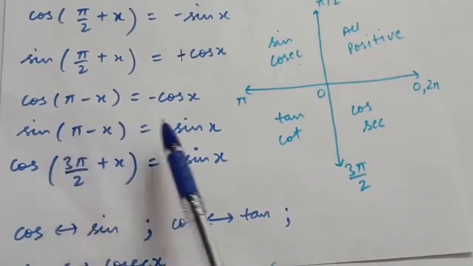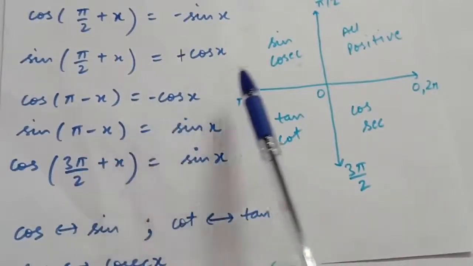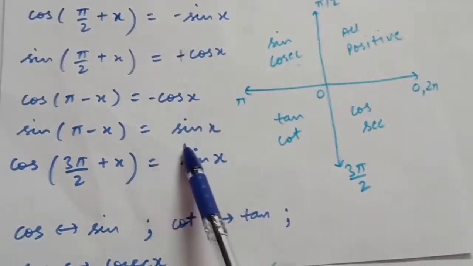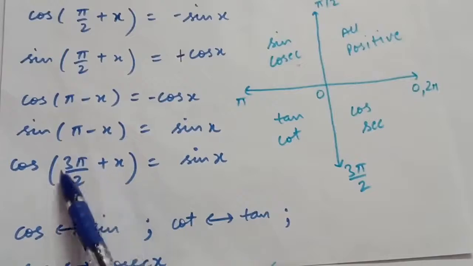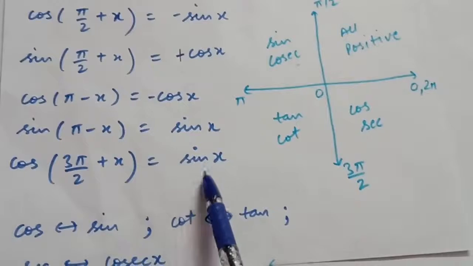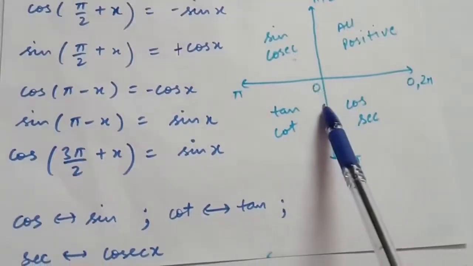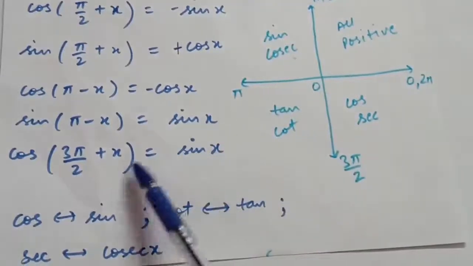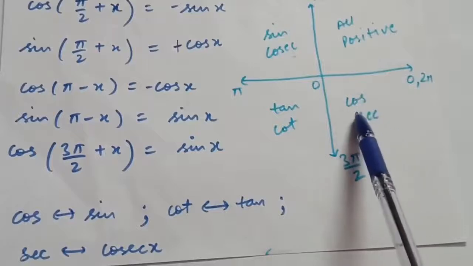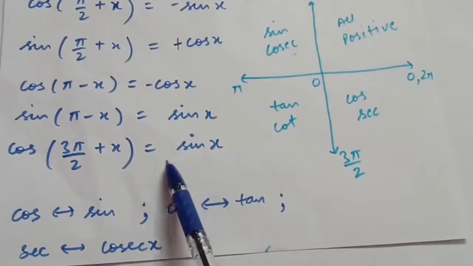Similarly, now sine will remain sine because it is pi, and this angle lies in the second quadrant, and in the second quadrant sine is positive, so a plus sign will come, right? Similarly, see this cos 3 pi by 2 plus x. At 3 pi by 2, cos will change into sine. Now 3 pi by 2 is this complete angle. Adding some angle x means this angle 3 pi by 2 plus x will lie in this fourth quadrant, in which cos is positive. So a plus sign will come, right?